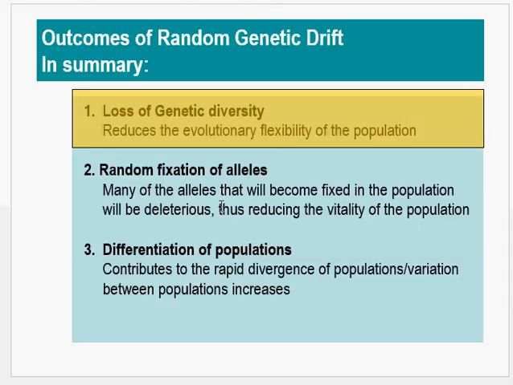Another effect of random genetic drift is the rapid differentiation between populations. Because an allele is lost in these small populations due to random genetic drift, the same random chance won't happen in a separate population, and instead another, different allele will be lost. So the genetic composition between populations tends to diverge rapidly.